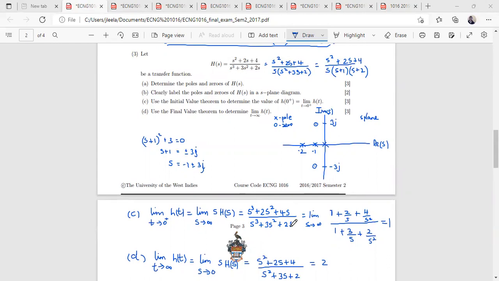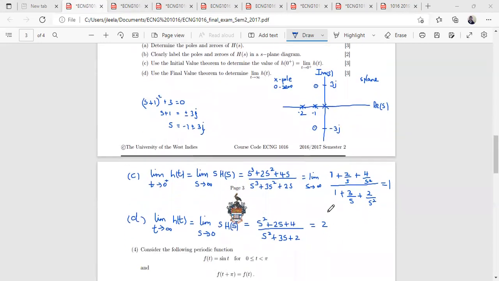And then you divide the numerator and the denominator by the highest power of s in the denominator. So you'll end up with 1 plus 2 over s plus 4 over s squared divided by 1 plus 3 over s plus 2 over s squared. And these terms here will approach 0. So you'll get 1 over 1, which is 1.